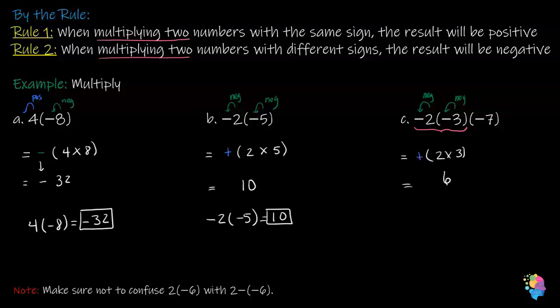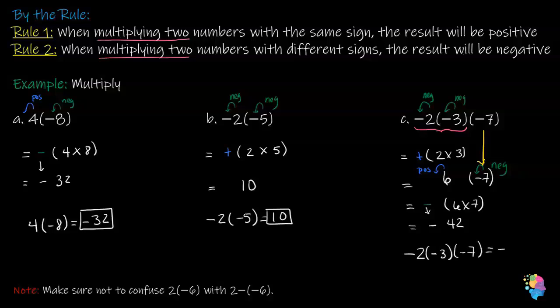Remember, we're not done. We had 3 values to multiply, so I need to bring down that negative 7. To multiply this one, I'm going to notice, remember the 6 was positive, but the 7 is negative. Because they have different signs, then we're supposed to multiply 6 times 7. The result will be negative. Well, 6 times 7 is 42, and don't forget to bring the sign. Then negative 2 times negative 3 times negative 7 is equal to negative 42.